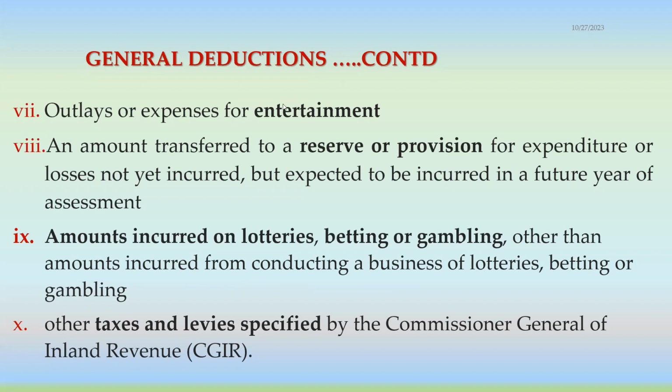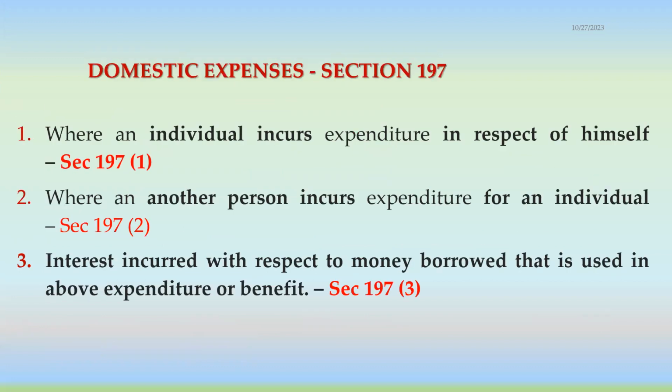This is domestic expenses. So domestic expenses are provided under section 197. Under this domestic expenses, we have three parts. First one is an individual incurs expenditure in respect of himself. That means an expenditure. In this case, if a person incurs an expenditure in respect of himself, that kind of expenses are not allowed as a deduction. For that part, we have a specific provision, that is section 197, subsection 1.